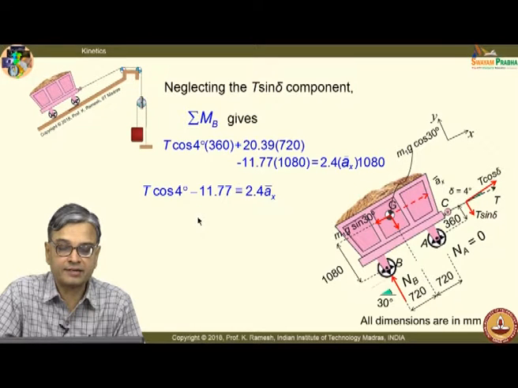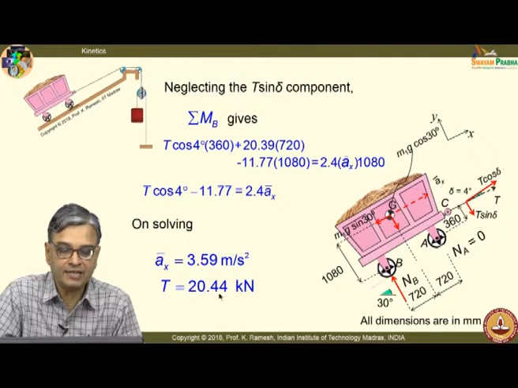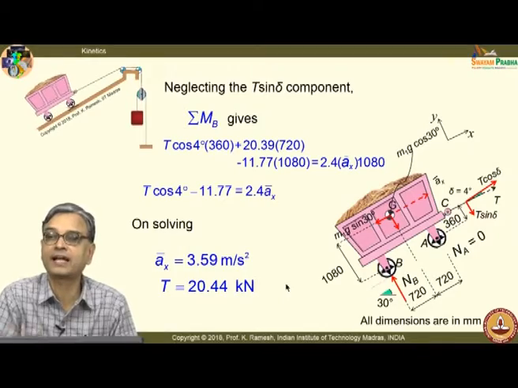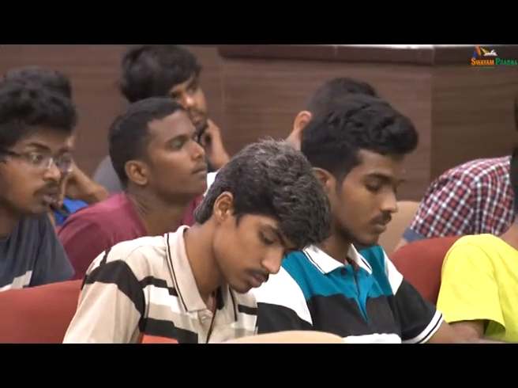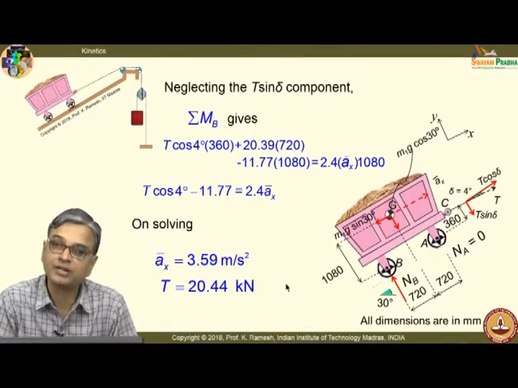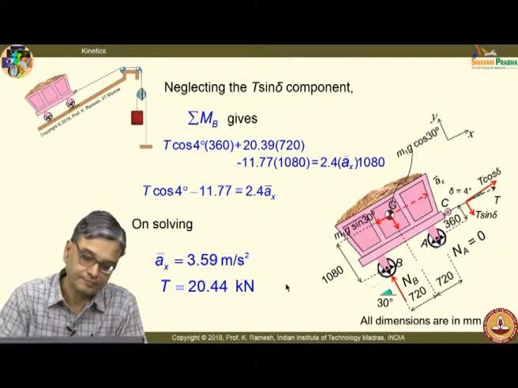So, I get this, and this is the previous equation I have got. I have 2 simultaneous equations. I can solve for the acceleration as well as the tension, because I have a simultaneous set of equations. Ax turns out to be 3.59 meters per second square, and the tension in the cable is 20.44.